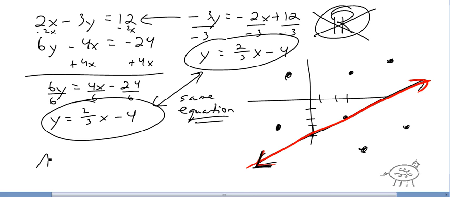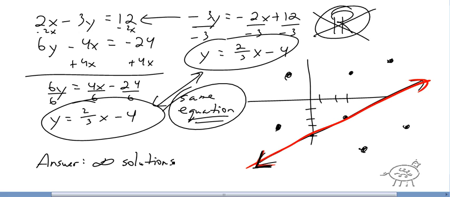So the answer for this problem, if it's the same equation, the answer is infinite, and that's basically a sideways 8, infinite solutions. You can write infinite too, I don't care. Infinite solutions. Do not use all real numbers. That's very bad, because it's not all real numbers. It's an infinite number of solutions, and that's what you need to put on the answer blank. That's only if it's the same line.